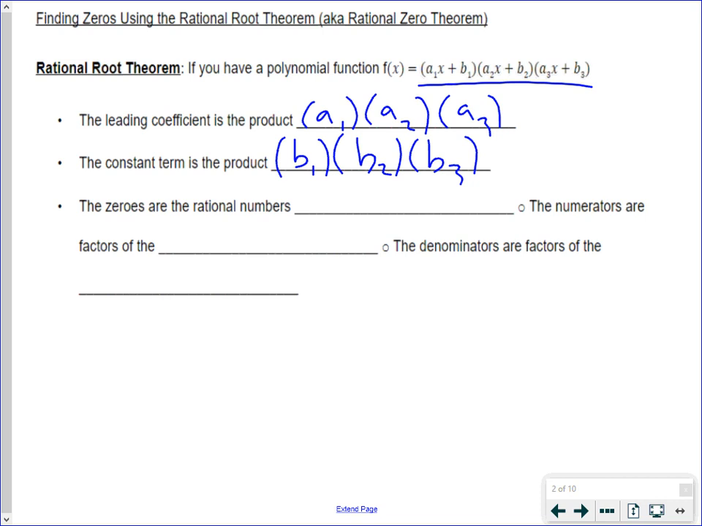Next, the zeros are the rational numbers negative b1 over a1, negative b2 over a2, and negative b3 all over a3. That looks a little weird, a little confusing, but all that's saying is that you take each individual factor, set it equal to 0, and solve for x. It's what we did with 8.1 Day 1 in the last video. All right. The numerators are factors of the constant, and the denominators are factors of the leading coefficient.